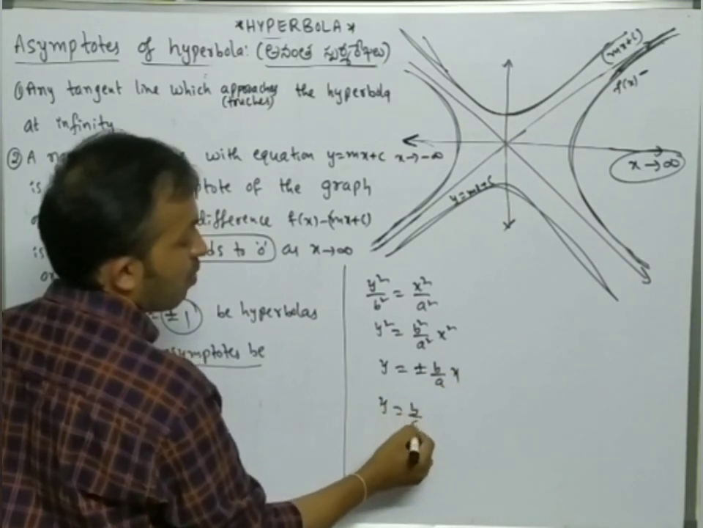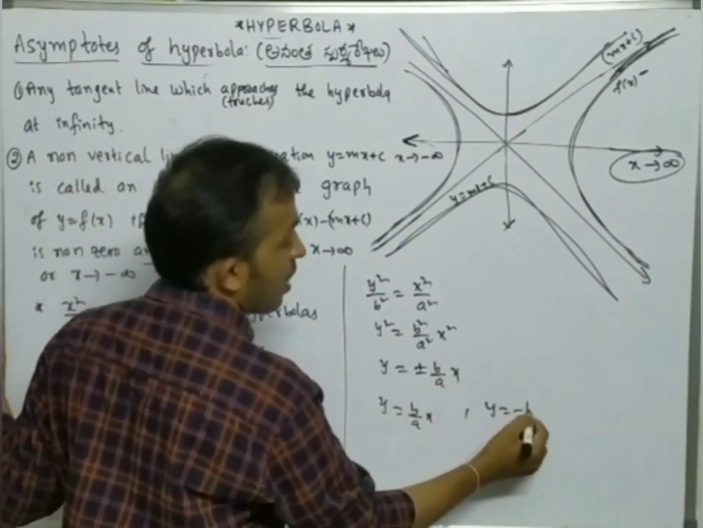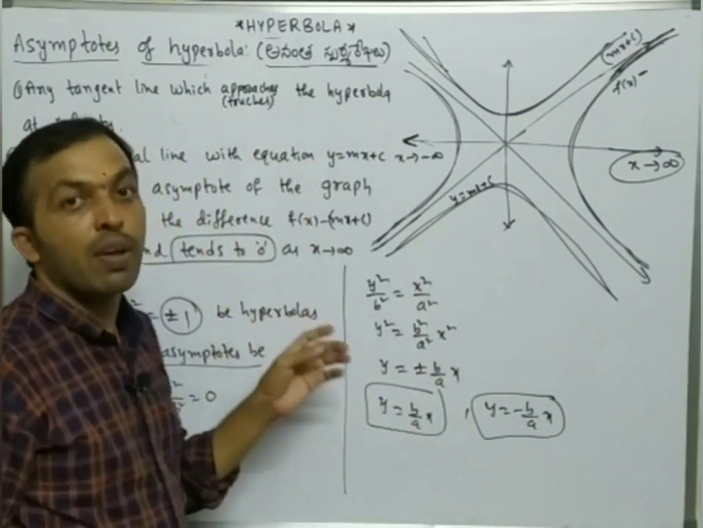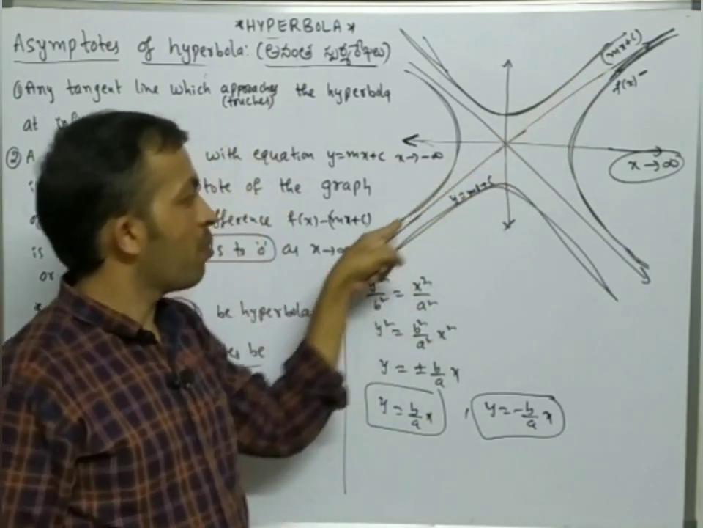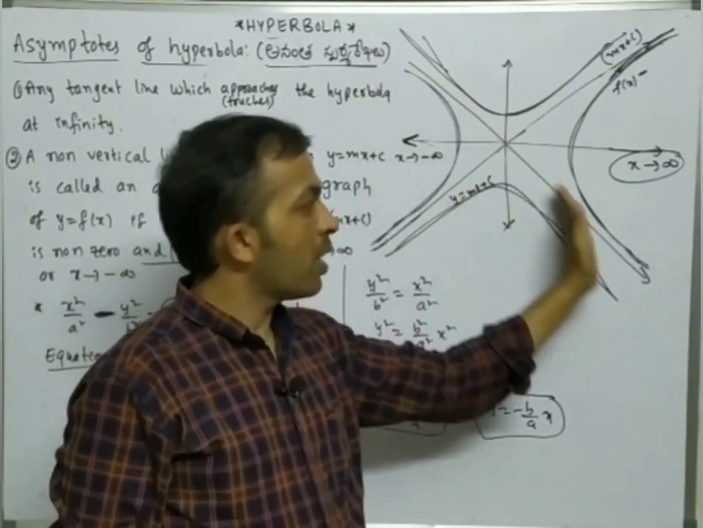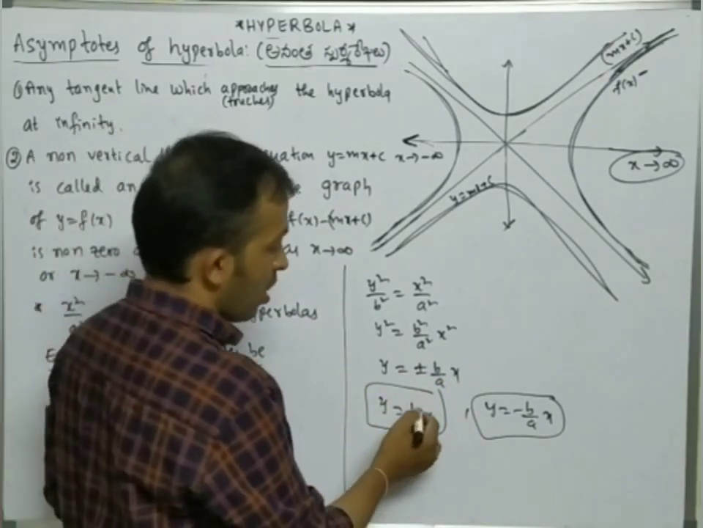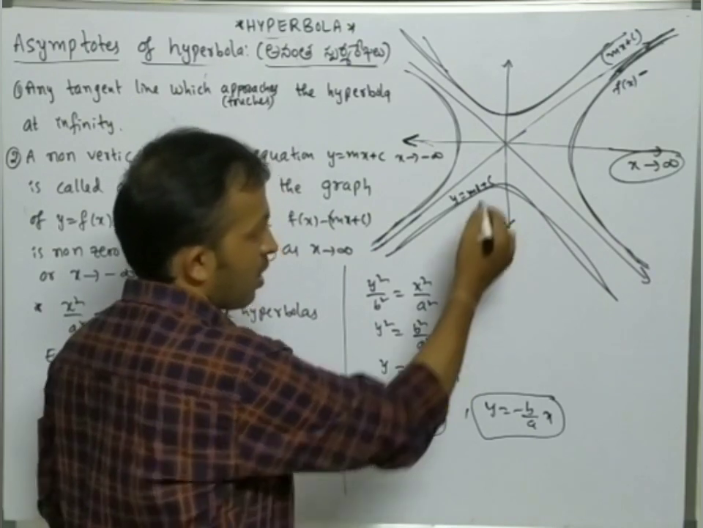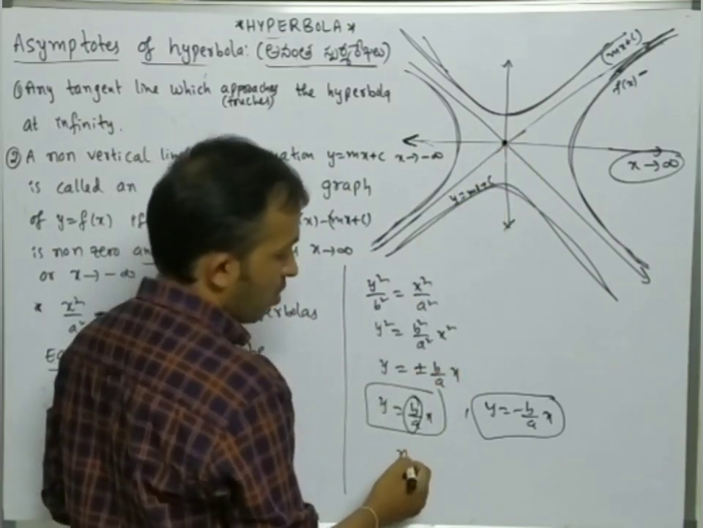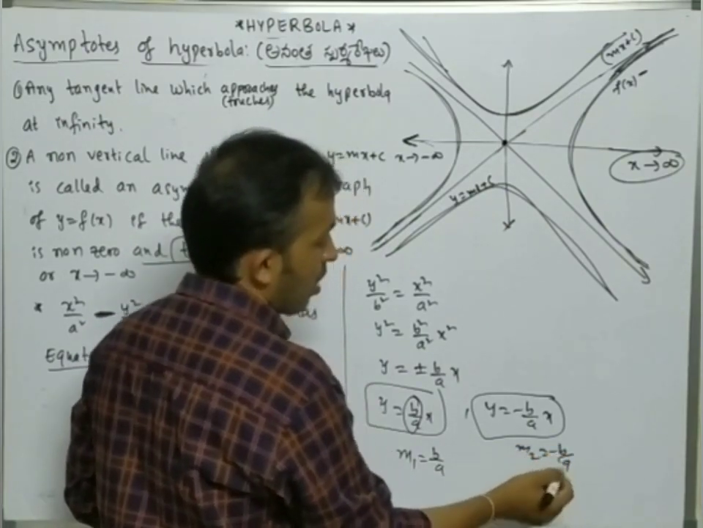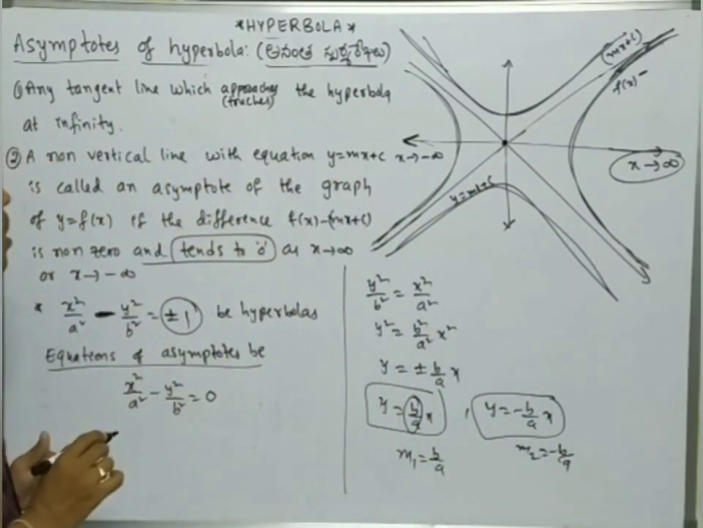One is y is equal to b by a x and another one is y is equal to minus b by a x. These are the two asymptotes for the given hyperbola. Okay, so this is of the form y is equal to mx plus c, and it passes through the origin. So here the slope is b by a and here the slope is minus b by a. So these are the important points about asymptotes. So remember these points. Okay, right.